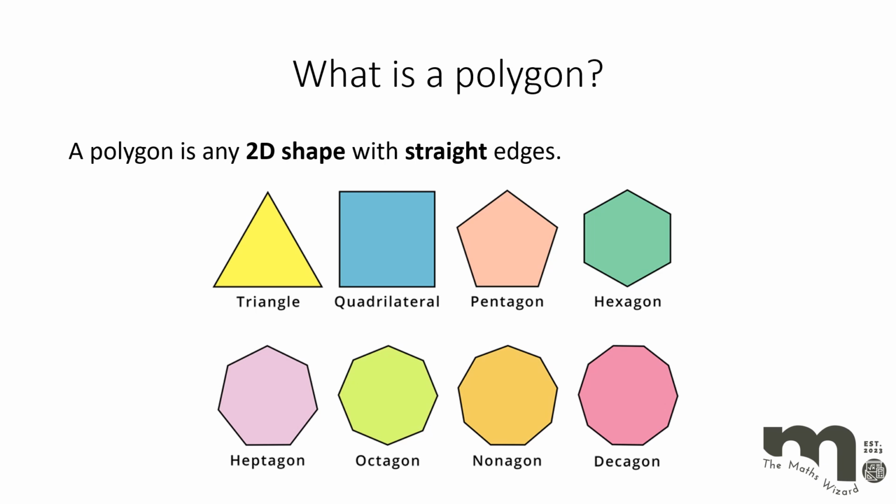So we have triangles, quadrilaterals, all quadrilaterals with straight edges, pentagons, hexagons, heptagons with 7 sides, octagons with 8 sides, nonagons with 9 sides, decagons with 10 sides. So any 2D shape with straight edges is classified as a polygon.